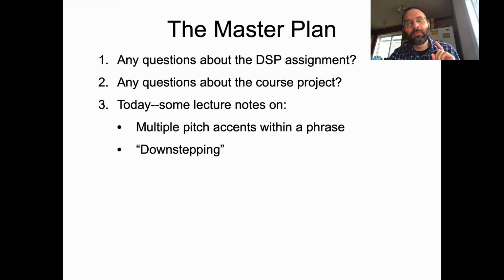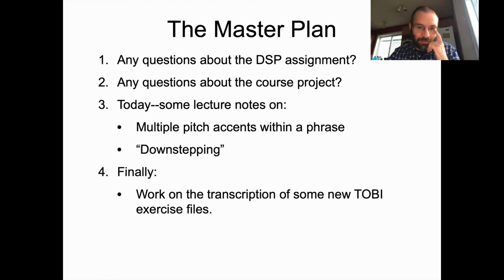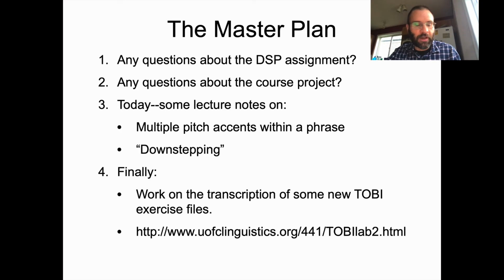Instead, today what we're going to talk about is a couple of different elements of the system. One is the possibility that there might be more than one pitch accent within a phrase in English intonation. And the second part of that, which is related, is that you might get what is called downstepping. And I'll explain what that means here in a second. So after we talk about that, we'll work on some new TOBI exercise files.